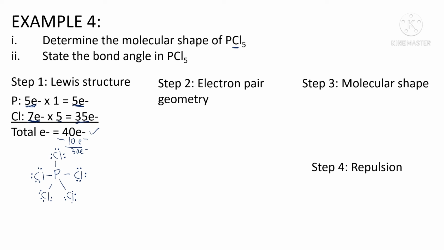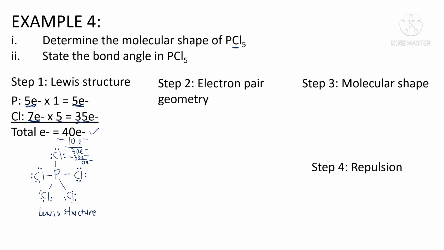By drawing 6 electrons on each of the chlorine, we have drawn 30 electrons. So no more electrons left to put on the central atom. And phosphorus already has 10 electrons around it. So basically, this is the Lewis structure of PCl5.